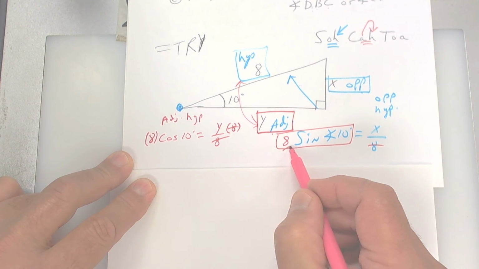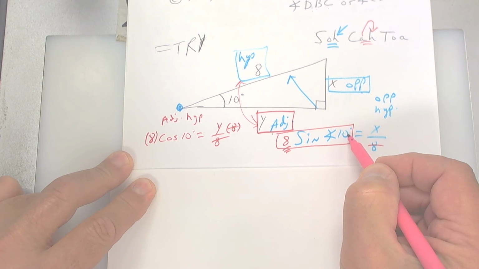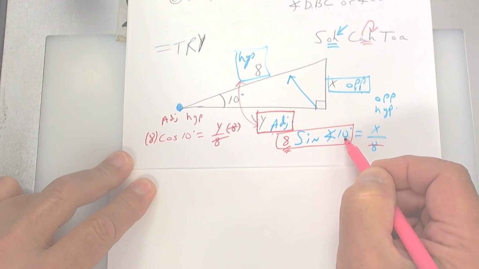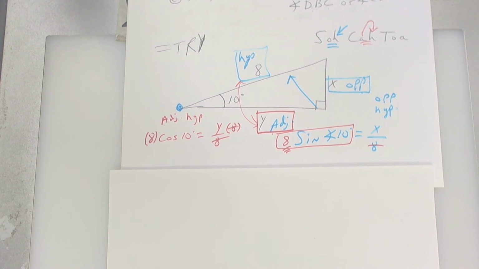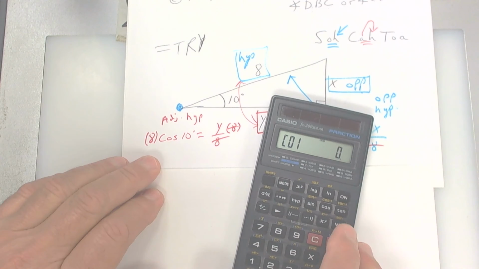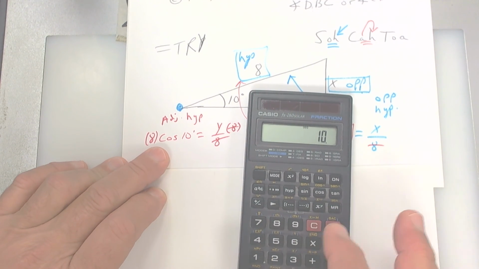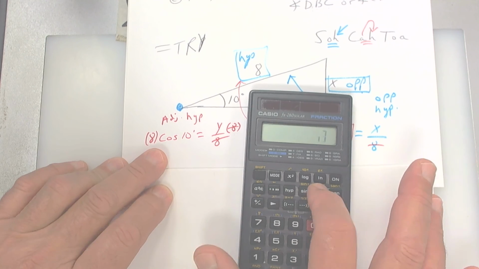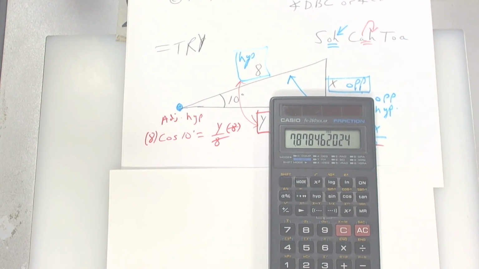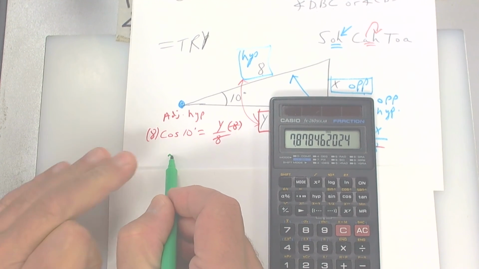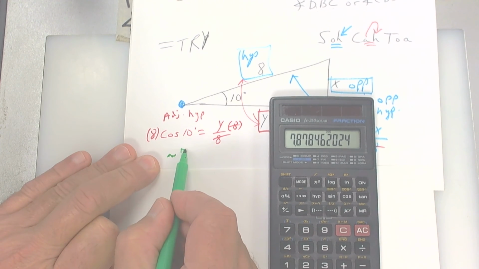Make sure you put the 8 in the front, because if you put your 8 back here, it might multiply the 8 and the 10. We don't want to do that. So get your calculator out. I clear my calculator out. I take 10, I press cosine, times 8. So you should get 7.9. I'm going to round that off. The answer is going to be approximately 7.9.